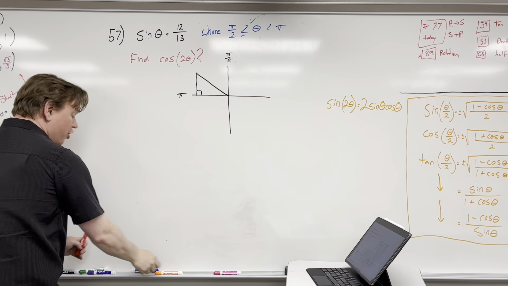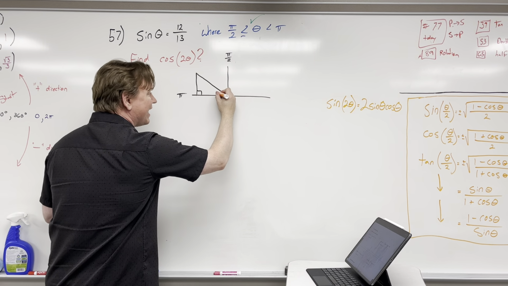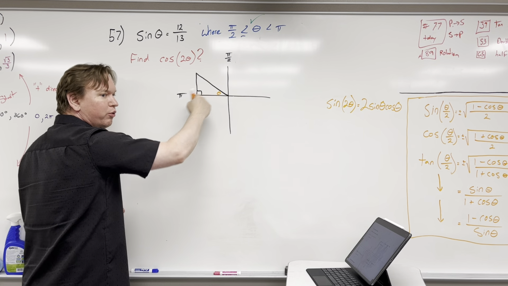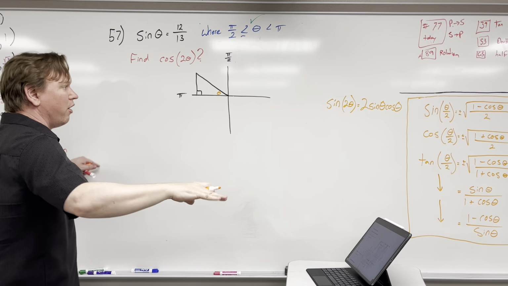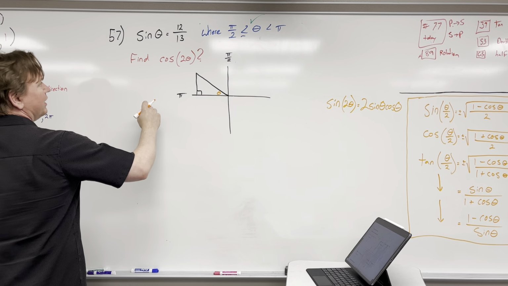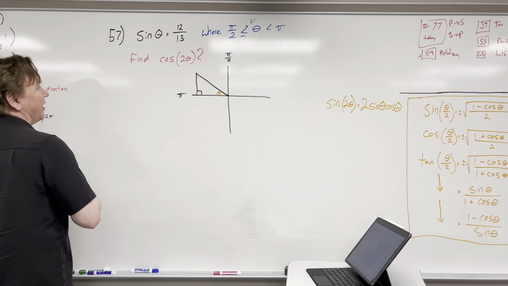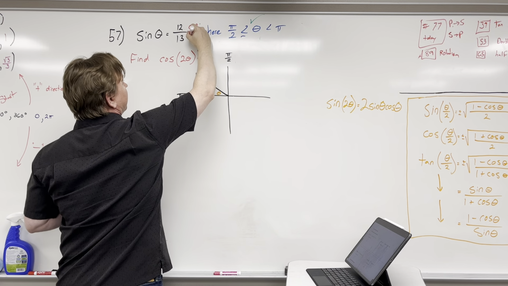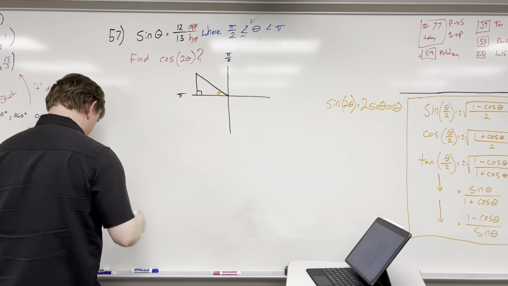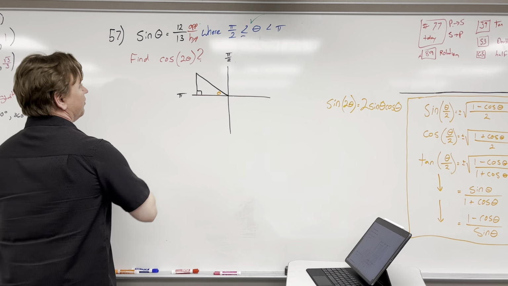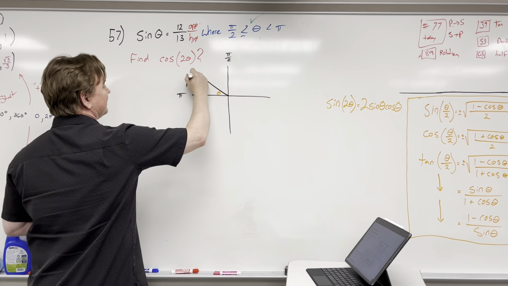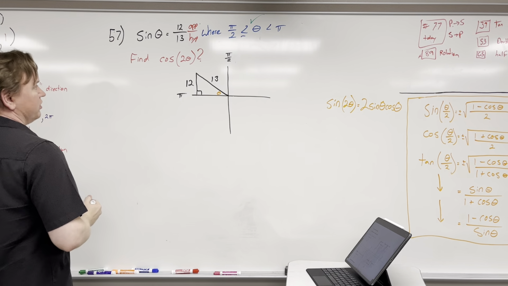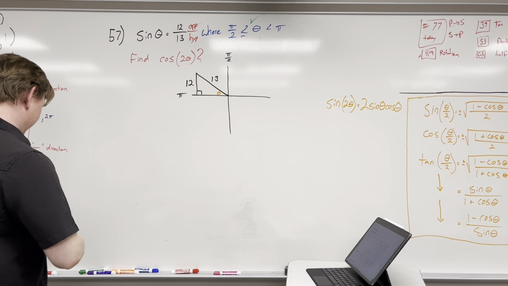We know that the reference angle must be right here. We're not looking up here because reference is always to the horizontal, the ground level. Then, because of sine, we know that the opposite side is 12, and my hypotenuse is 13. So from our reference angle, this side has got to be 12, this one has got to be 13. We're looking for cosine. What do we know about cosine double angle?